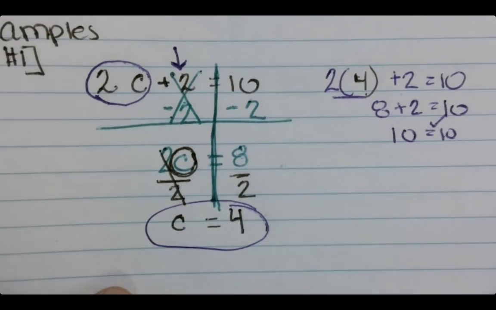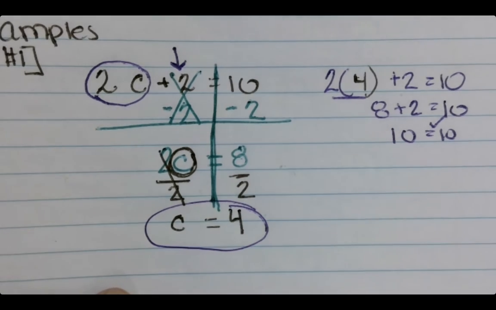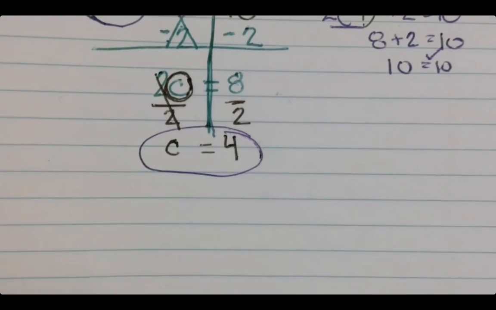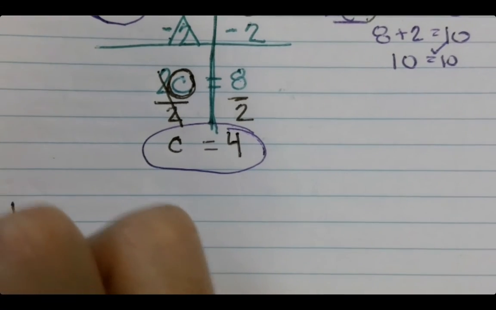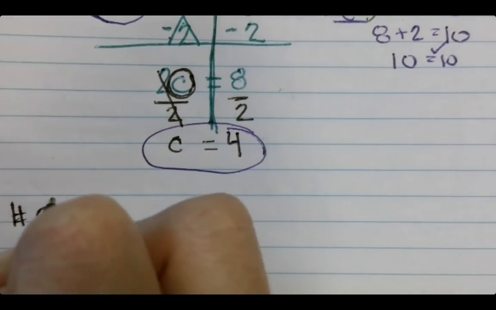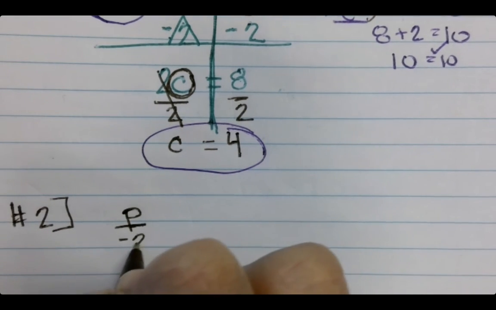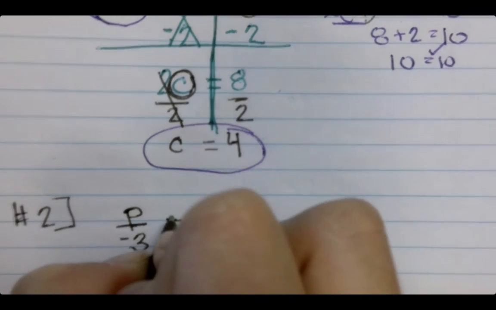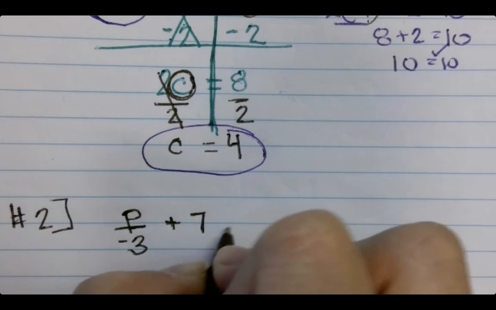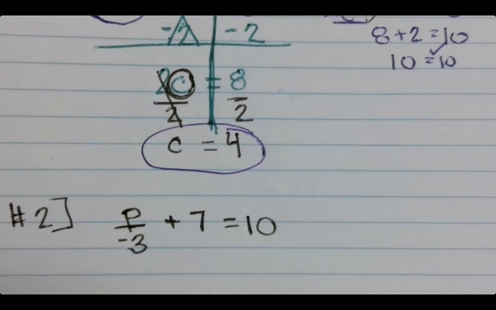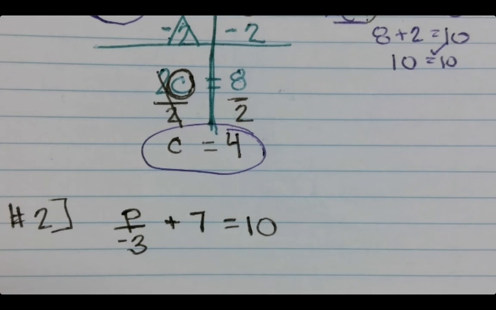All right, let's try another one. This one may be a little bit harder. That is A-okay. All right. Number two is going to be P over negative 3 plus 7 equals 10.